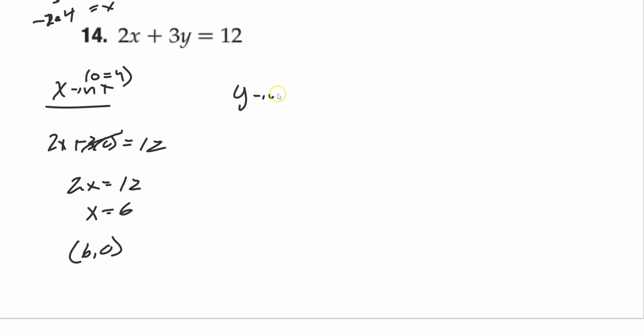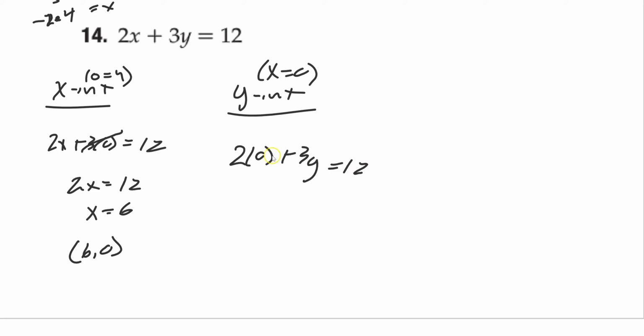If I want the y-intercept, we're just going to plug in x equals 0. So 2 times 0 plus 3y equals 12. That just goes away. 3y equals 12. Divide by 3. y equals 4. So again, my point would be 0, 4. I plugged in 0 and I got 4 for my y.